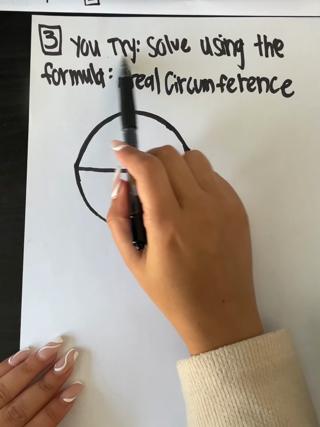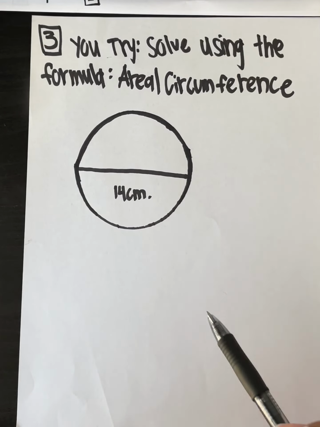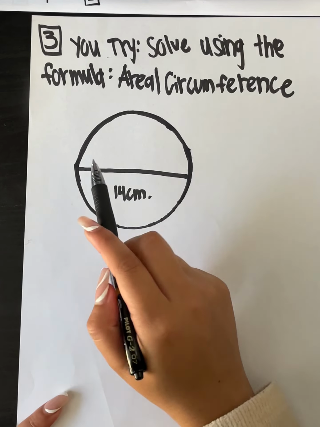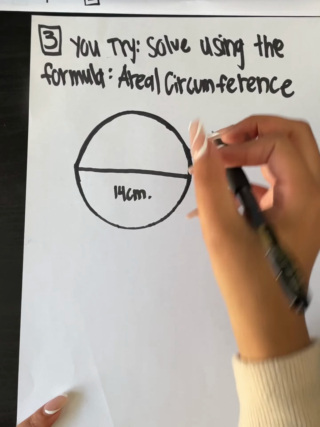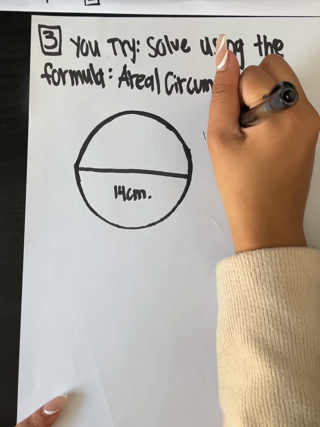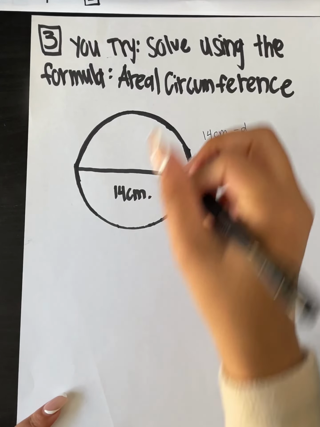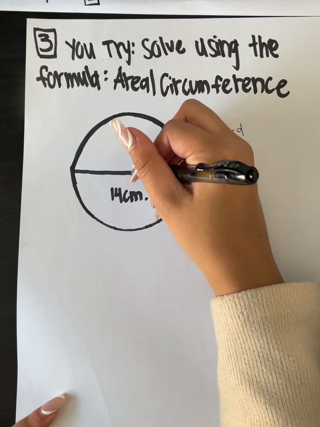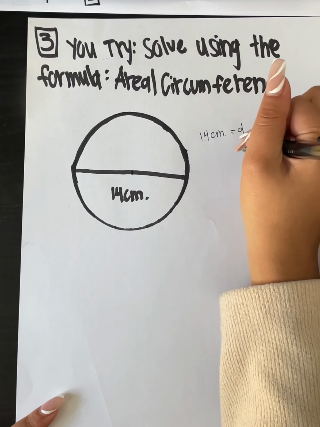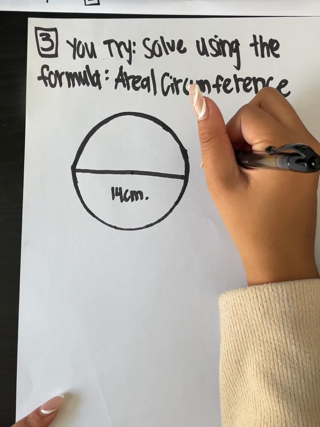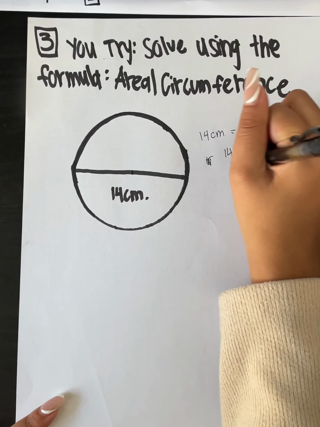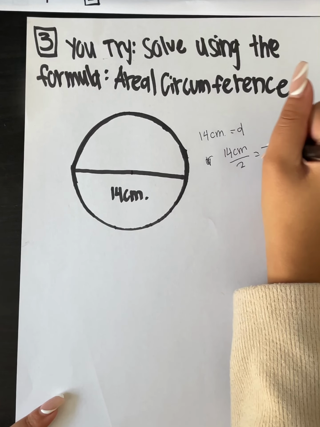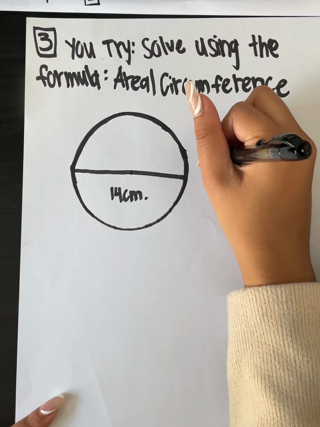Okay, so now you guys are gonna try to solve using the formulas as we just did for area and circumference. So this time we have it going from one side all the way to the other, so that means 14 centimeters is not our radius, but our diameter. And our diameter is double our radius, right? So in order to find our radius, we can just do 14 centimeters divided by 2, which gives us 7 centimeters.